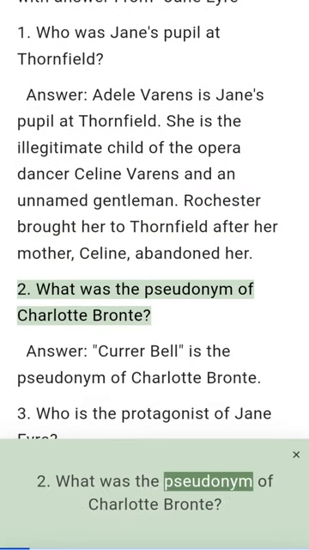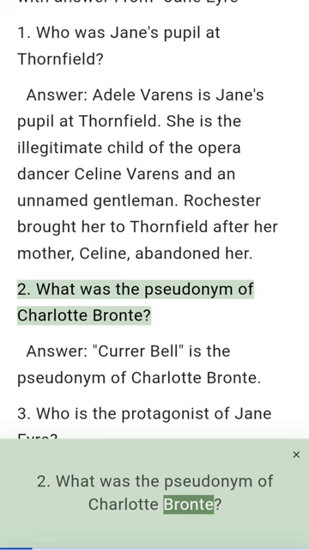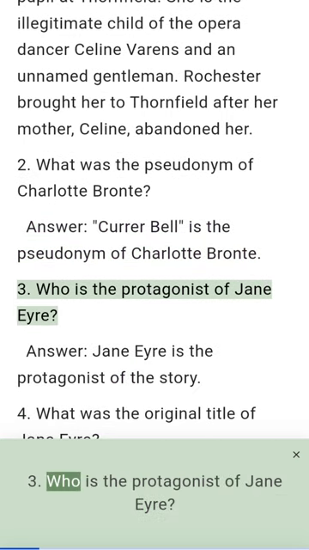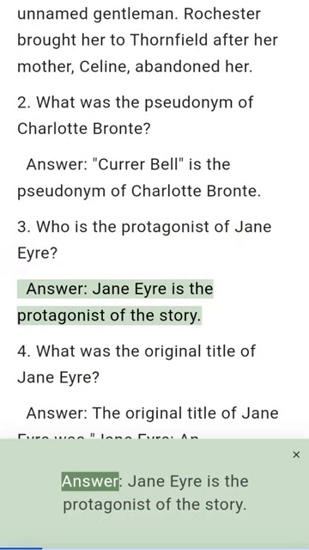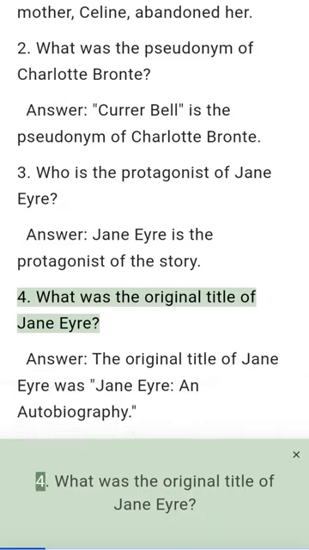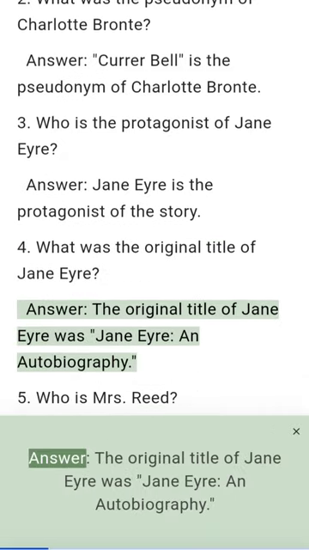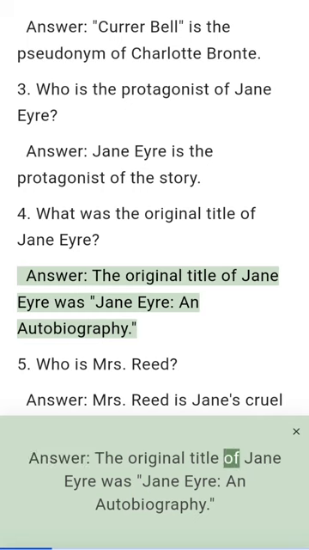2. What was the pseudonym of Charlotte Brontë? Answer. Currer Bell is the pseudonym of Charlotte Brontë. 3. Who is the protagonist of Jane Eyre? Answer. Jane Eyre is the protagonist of the story. 4. What was the original title of Jane Eyre? Answer. The original title of Jane Eyre was Jane Eyre, an Autobiography.